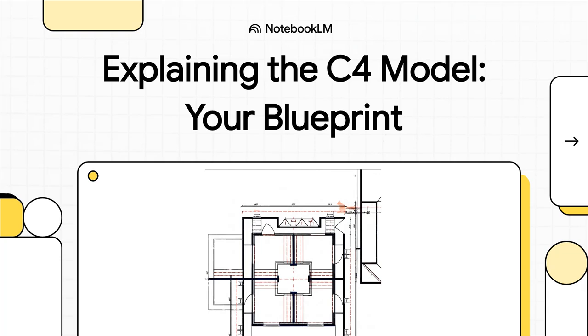You know that feeling, right? You're trying to explain a complex software system and you just see your audience's eyes glaze over. Or maybe you're the one who's totally lost in a sea of confusing boxes and lines. Well, today, we're going to dive into something called the C4 model. It's this brilliantly simple way to create clear, useful maps for any software architecture.